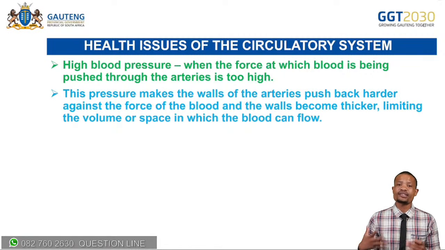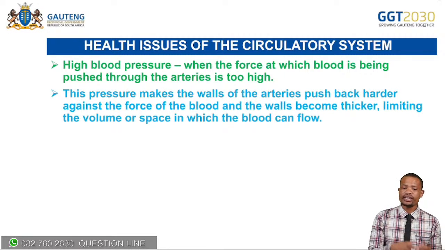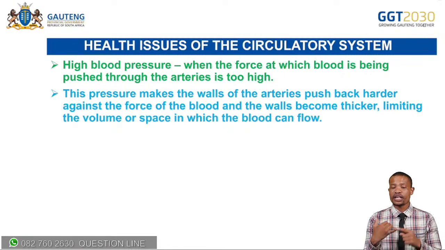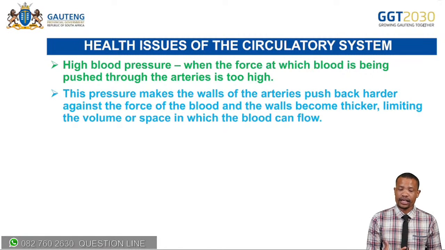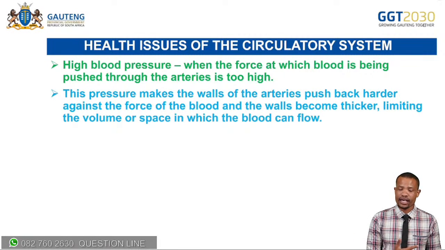I've already explained this using the example of a hose pipe. So what normally leads to a high blood pressure condition is when the force at which the blood is being pushed by the heart through the arteries is too high for the arteries to handle. This pressure will make the walls of the arteries push back. They try to push back to neutralize the situation against the force.